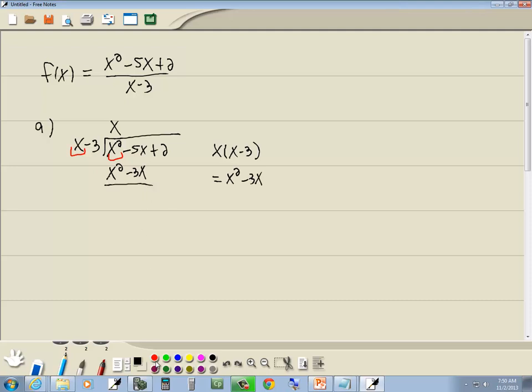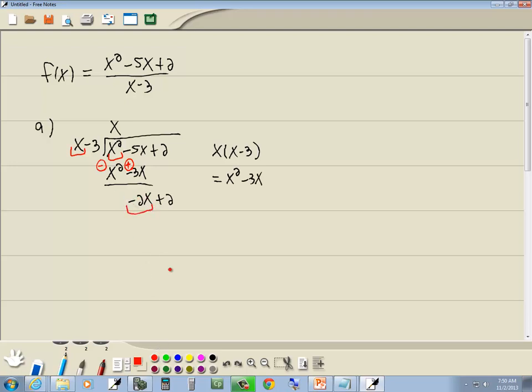Now we're going to subtract that line, which means flip signs. So the x squared becomes negative, the negative 3x becomes positive. X squared minus x squared drops away. Negative 5x plus 3x gives us negative 2x, and then I'll bring down the plus 2.